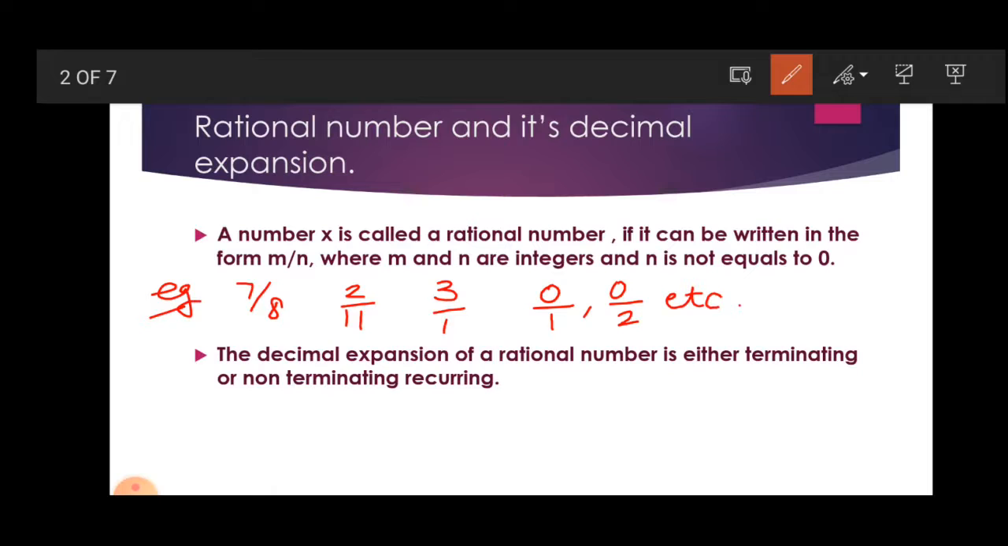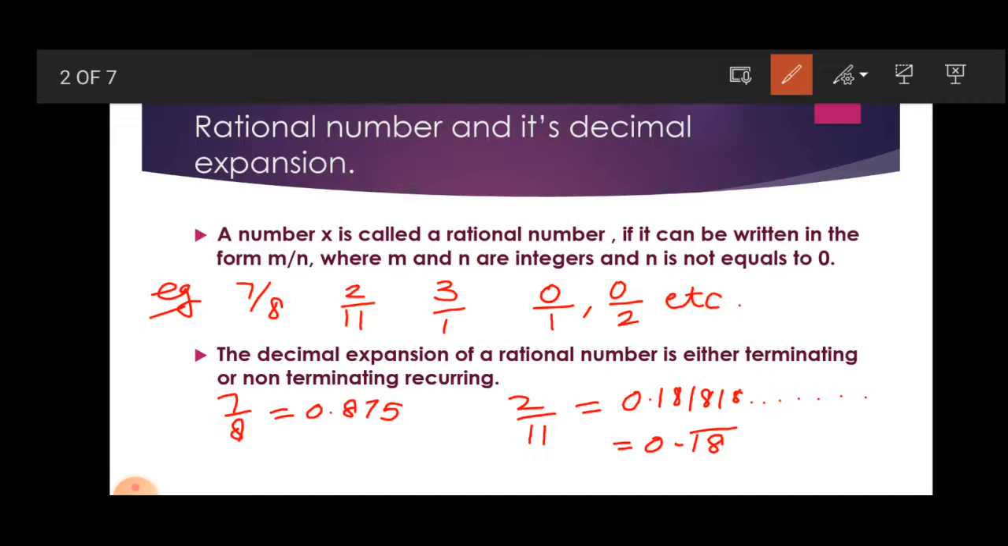Now, the decimal expansion of 7 by 8 is 0.875, which is a terminating decimal, and 2 by 11 can be written as 0.181818, which is a non-terminating repeating decimal. Here 18 is repeating. We can write it as 0.18 bar. So the decimal expansion of a rational number is either terminating or non-terminating recurring.